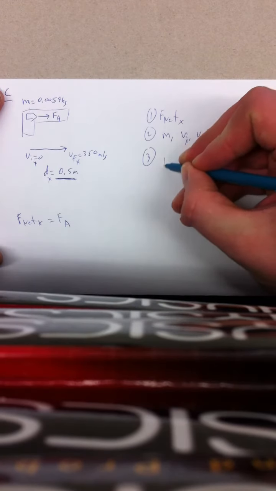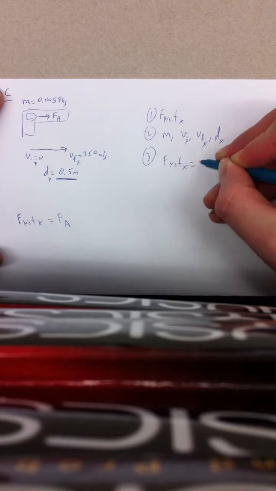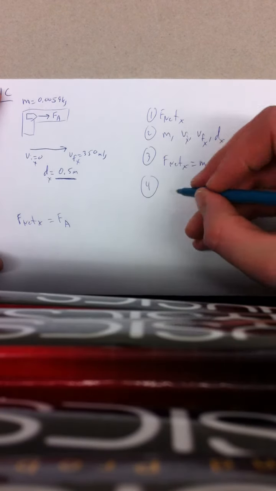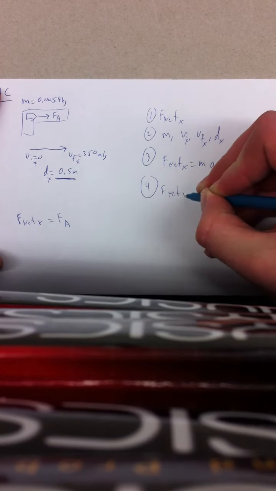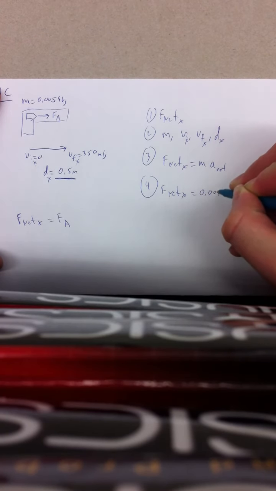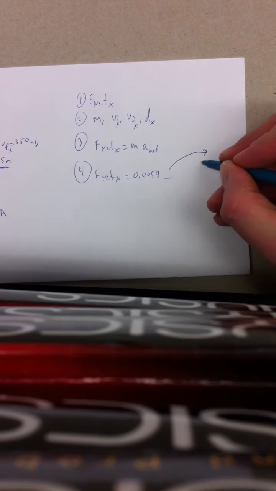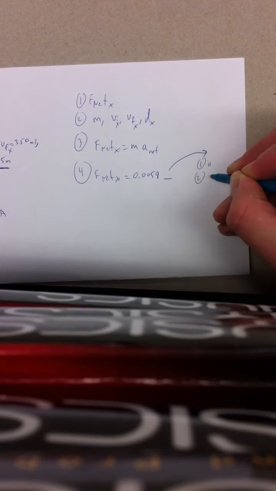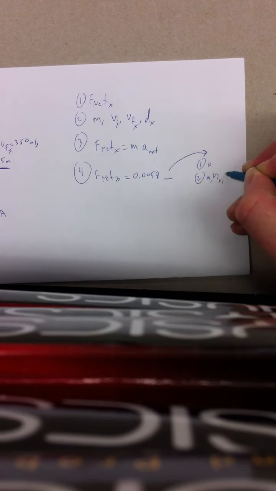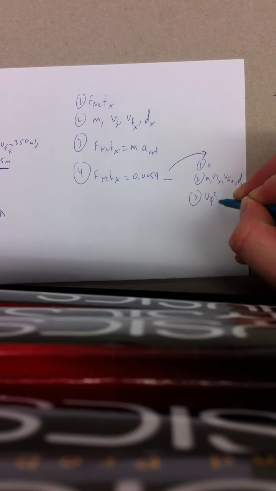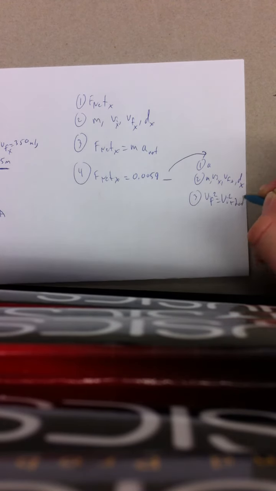Step three, I'm just going to use F net x is equal to m times a net. Step four, now the mass is 0.0059, but for the acceleration, we've got to do a bypass. So over here, based on this bypass, we're trying to figure out acceleration. Step two, I've got m, vix, vfx, and dx. Step three, use vf squared equals vi squared plus 2ad, all for the x's.